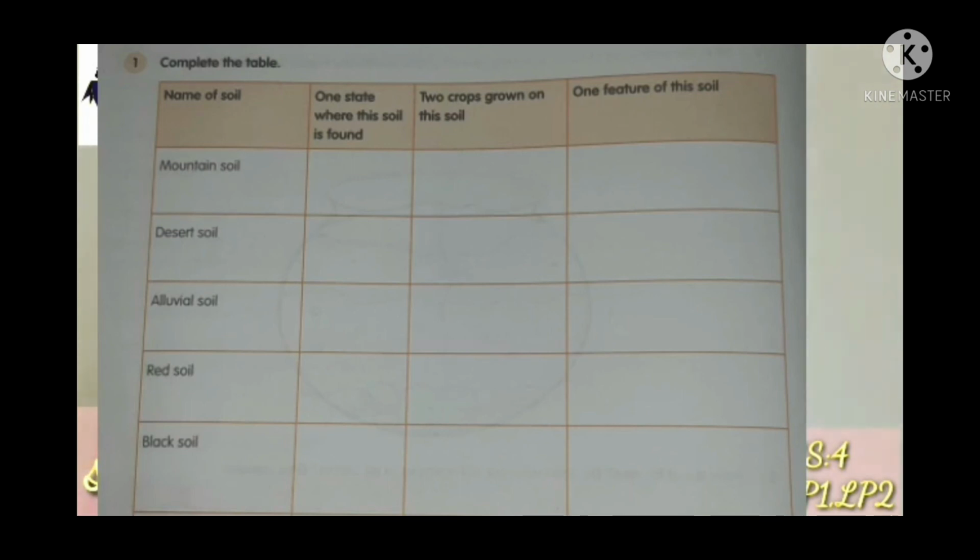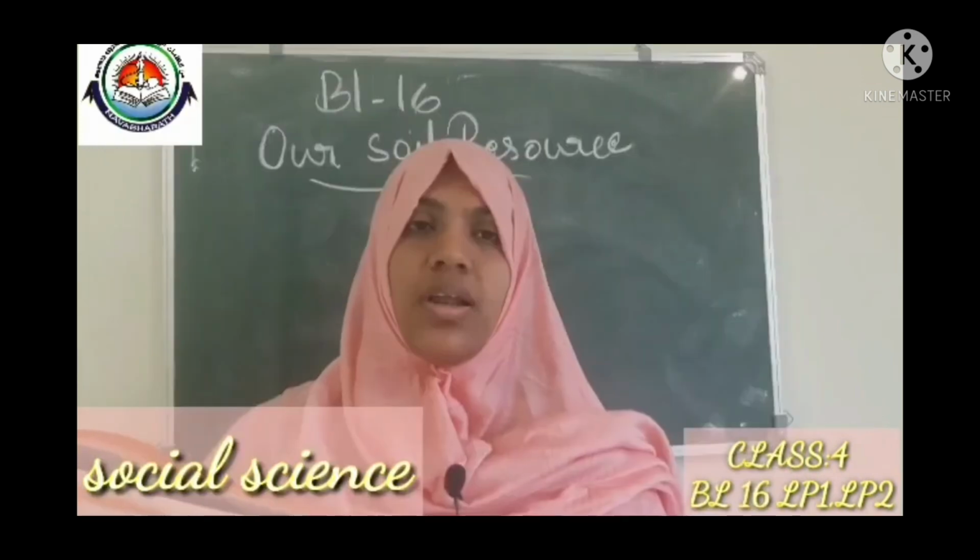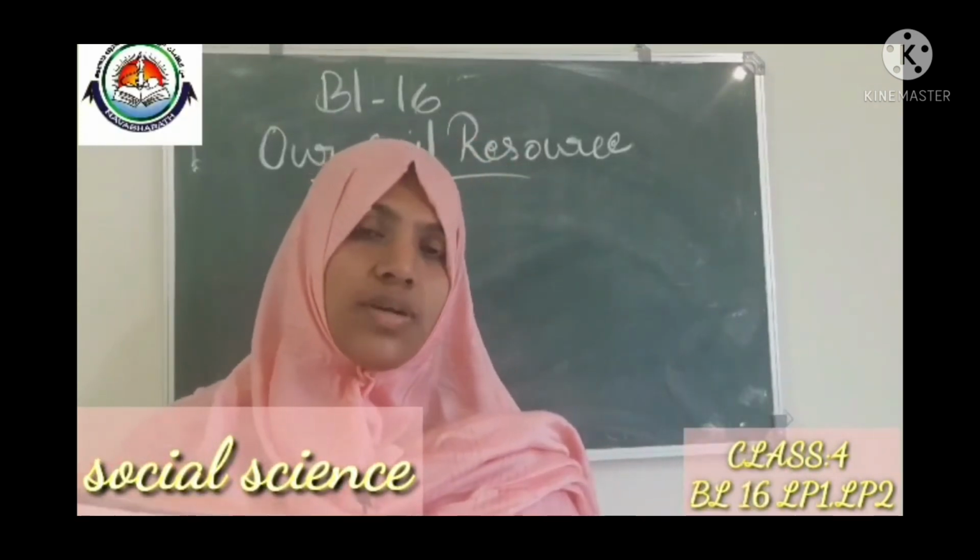Okay. First I will give one example, mountain soil. What will you write? One state, mountain soil is found in Himachal Pradesh. Then 2 crops grown on this soil: tea, coffee. Then 1 feature of this soil: less humus content, it is less fertile. Like that, you have to complete all these types of soil with the help of your content book.